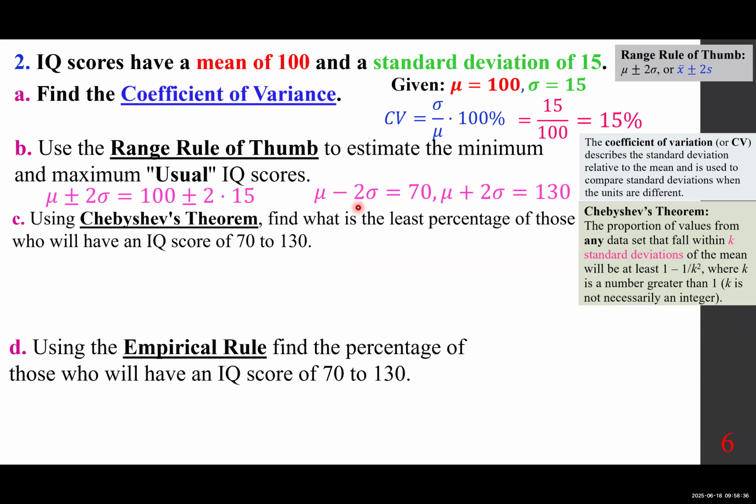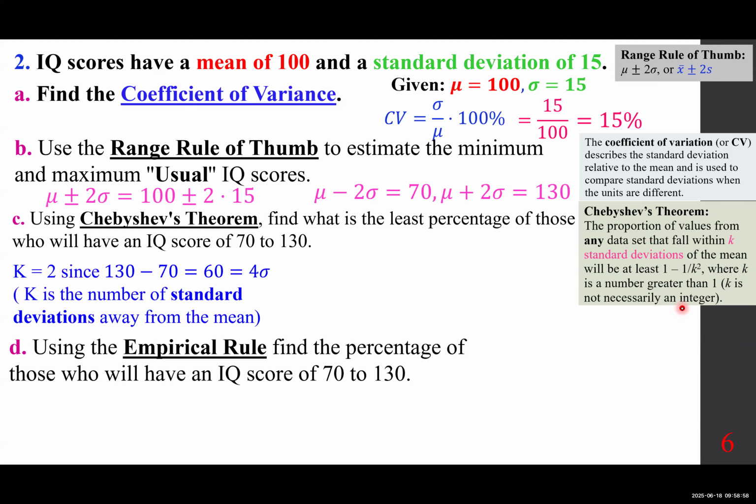According to Chebyshev's theorem, the proportion of values from any data set that fall within k standard deviations of the mean will be at least 1 minus 1 over k squared, where k is a number greater than 1. K is not necessarily an integer. So 1 minus 1 over 2 squared in this case. Remember, k is equal to 2.